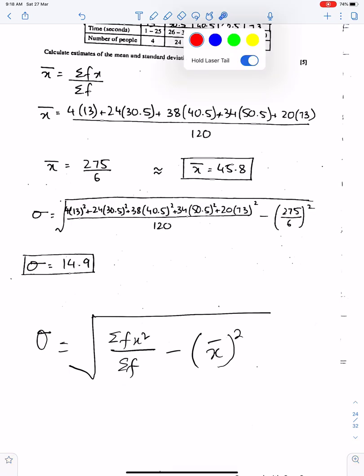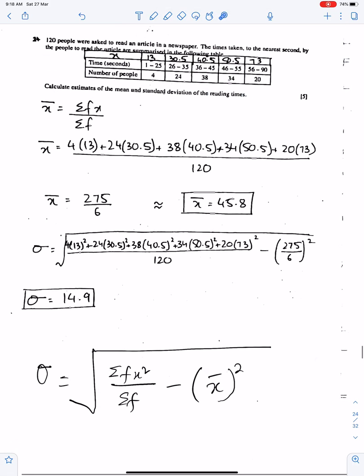Sigma fx square. See the change in here and here. This is sigma fx and this is fx square. In fx we multiplied in this way, 4 times 13, but in fx square we will multiply like this: 4 times 13 square, 24 times 30.5 square.